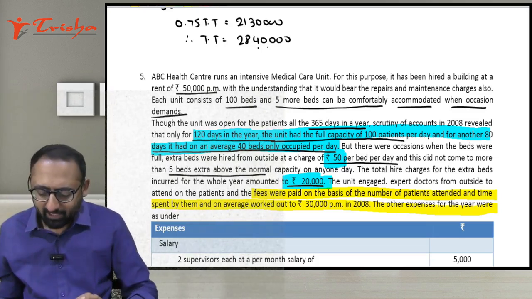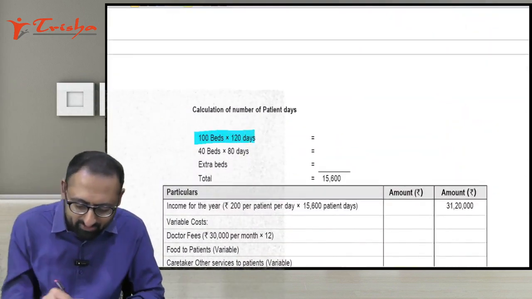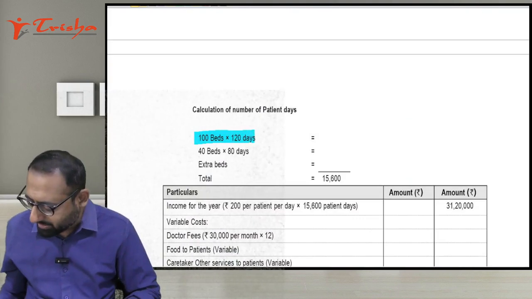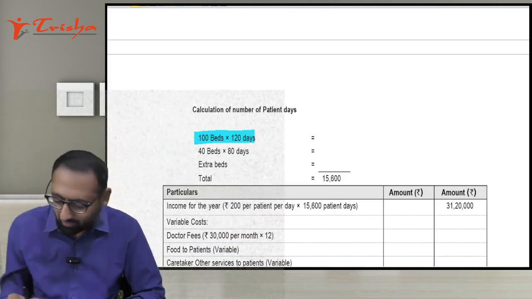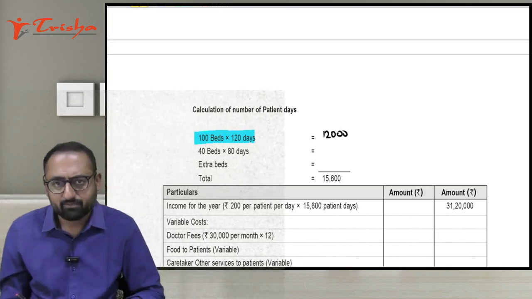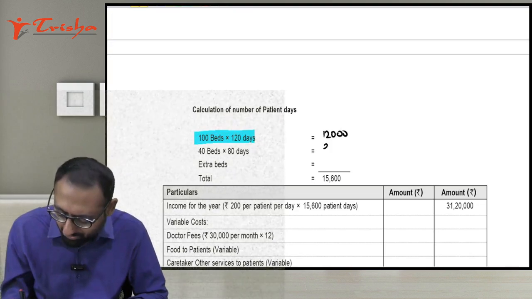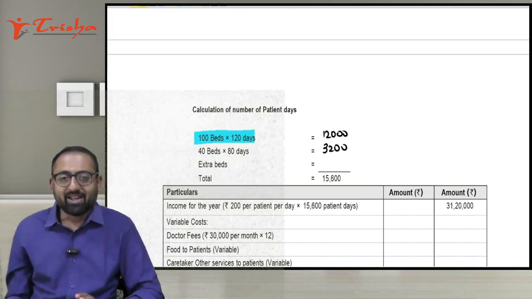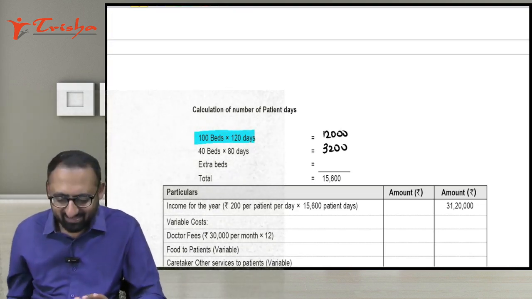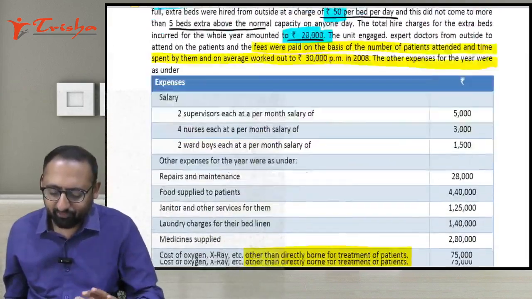120 multiplied by 100, so 12,000. Okay. For another 80 days, 40 beds are occupied. 80 multiplied by 40, 3,200. And extra beds. Here, simple calculation is there for extra bed. How much rental you have paid for that extra bed? 20,000.